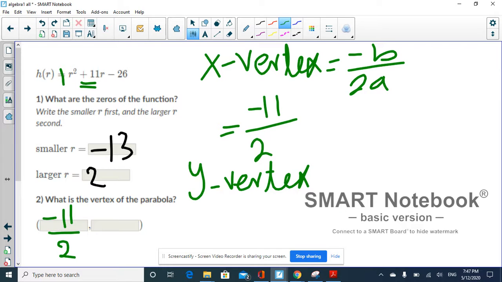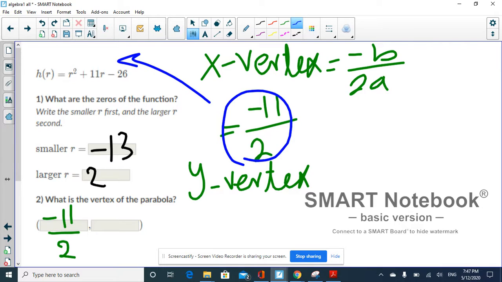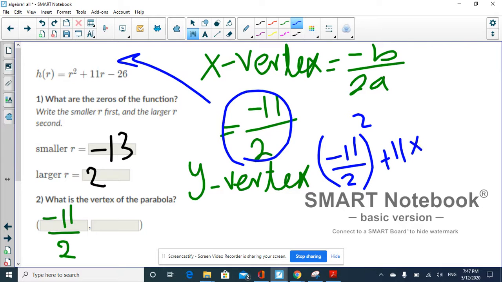Use this point x equals -11/2 and plug in your equation. Okay, put r, sorry, plug in for r, not x. Put r equal -11/2. Okay, in this equation. r square is (-11/2) square plus 11 times r, which is -11/2, minus 26. You can solve it, okay?